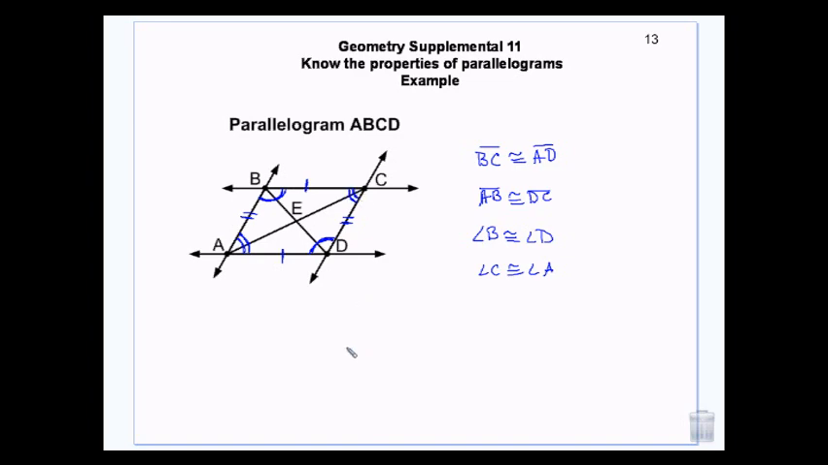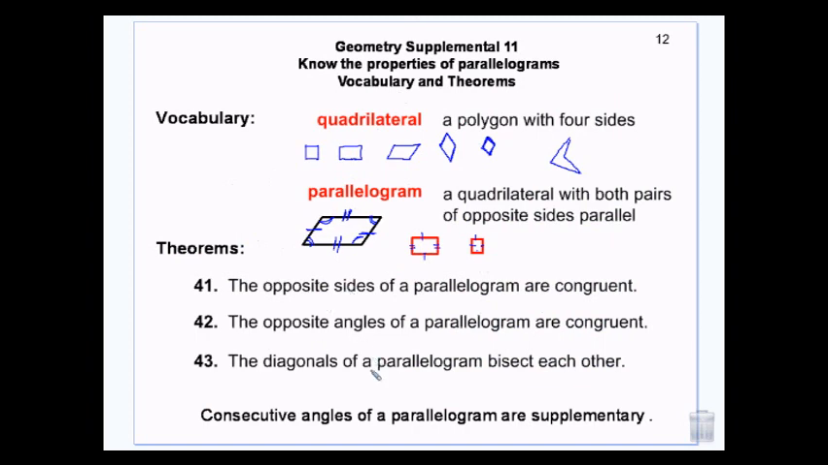Okay. The diagonals bisect each other. So AE is congruent to EC. Right? So if I come in here, those are congruent. And then BE is congruent to ED. So 1, 2, 3, 4, 1, 2, 3, 4. And that covers these.